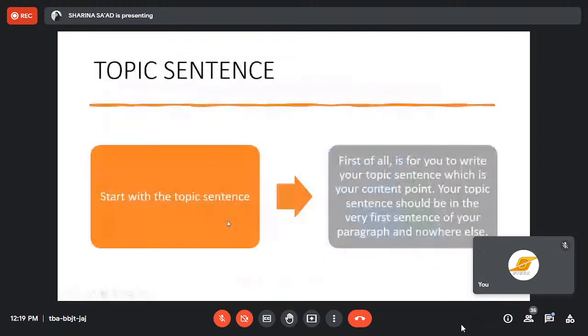Okay? So you have to start with the topic sentence. This is the main point of that particular paragraph. Okay? Your topic sentence should be in the very first sentence of your paragraph. To make your life easy and to make the life of the examiner easy, you write the first sentence as your topic sentence. Okay? All right.